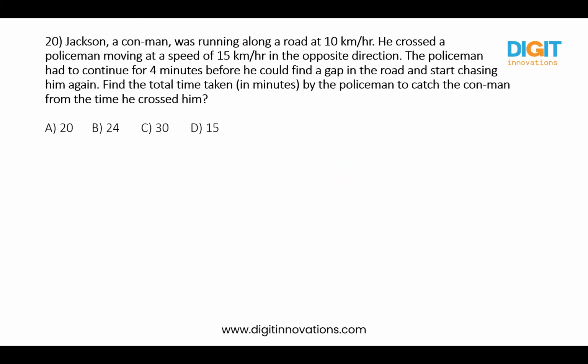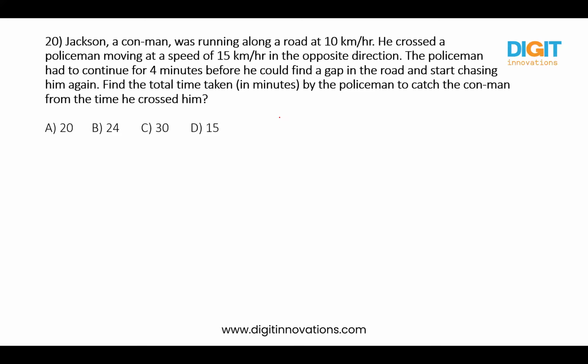Jackson, a conman, was running along a road at 10 kilometers per hour. He crossed a policeman moving at a speed of 15 kilometers per hour in the opposite direction. The policeman had to continue for 4 minutes before he could find a gap in the road and start chasing him again. Find the total time taken by the policeman to catch the conman from the time he crossed him.